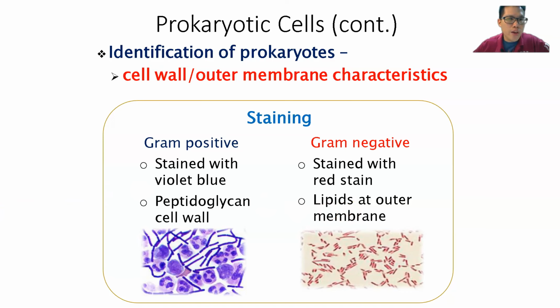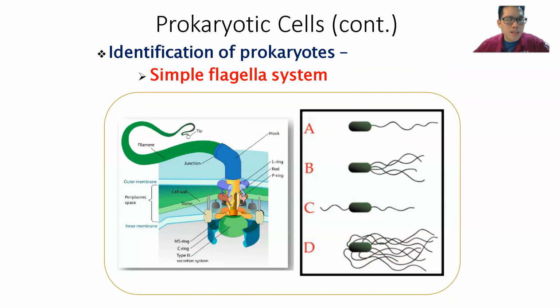So other than shape and how they stain at the cell wall, some of them can also be differentiated based on their flagella system. Some have a single tail, multiple tails, some have flagella at the front and back, and some have multiple types of flagella systems.